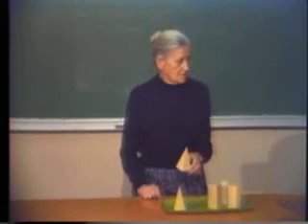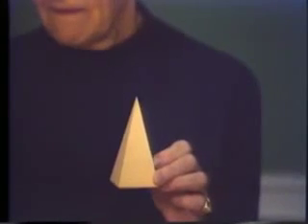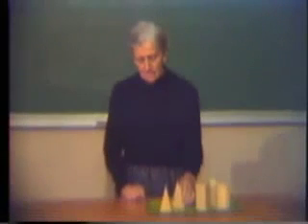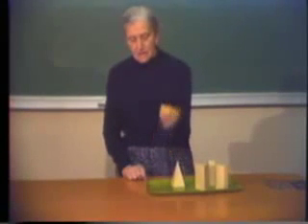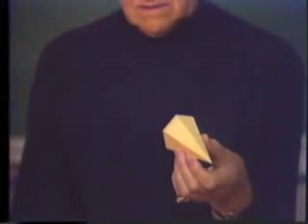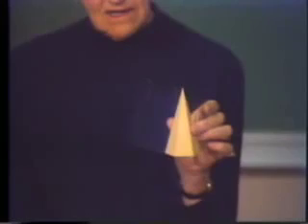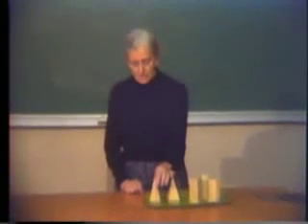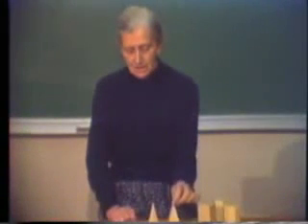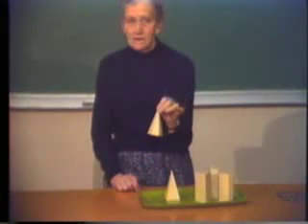I've got 2 pyramids here. This one has a square base, and as you can see, the side faces are isosceles triangles. This one has a hexagon for a base, and the side faces are isosceles triangles. So you could call this one a square pyramid, and you could call this one a hexagonal pyramid.